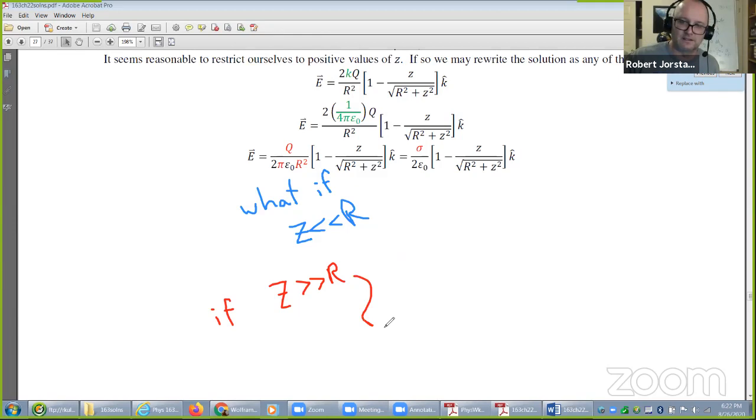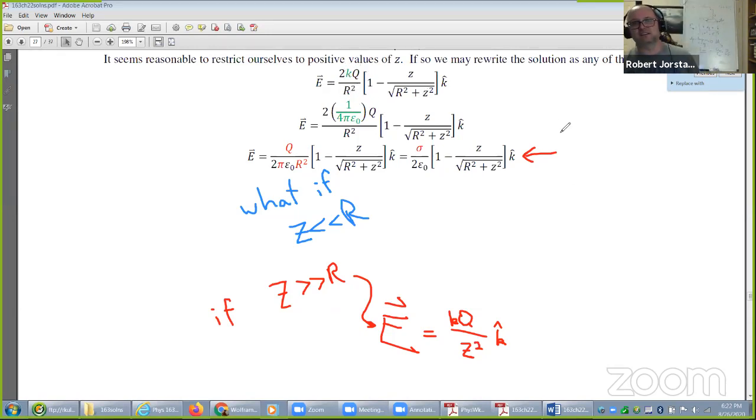The electric field should equal KQ upon Z squared in the K hat. So now look at this crazy looking equation. It doesn't look like that at all, but it actually will get you the right answer, because if you go back to this mode, you can see what happens here if Z is much, much greater. And you have to do some thinking here, and you may have to use L'Hopital's rule or something.